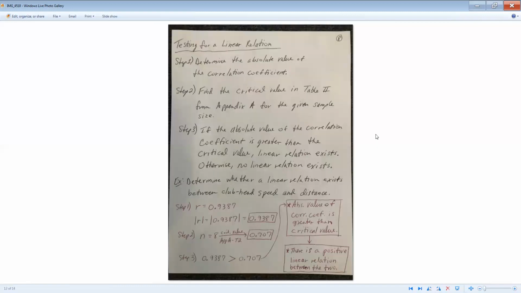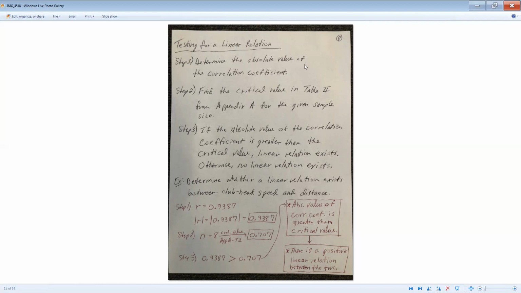Okay, so that suggested that there was a strong positive association, but what we want to ultimately know as well is, is there a linear relation? So testing for a linear relation, the first thing you would do is determine the absolute value of the correlation coefficient. Whenever you take the absolute value of a number, remember it's always the positive result. So the absolute value of 5 is +5, the absolute value of -5 is also +5. So taking the absolute value of a number always yields the positive result.